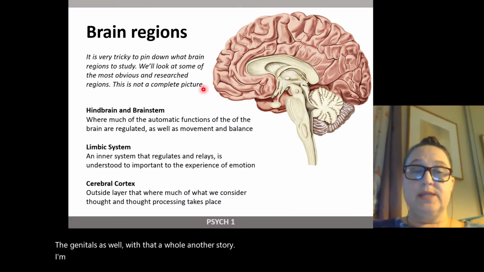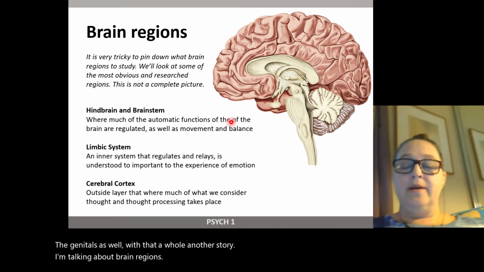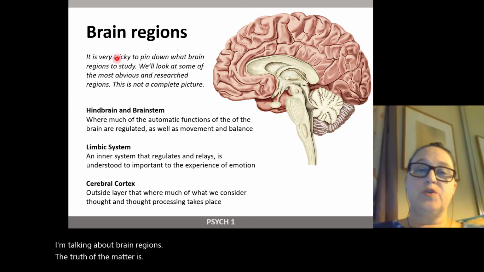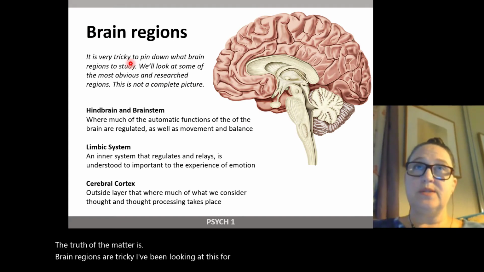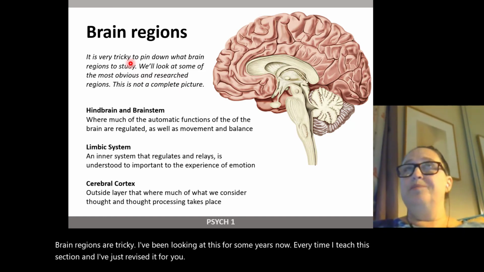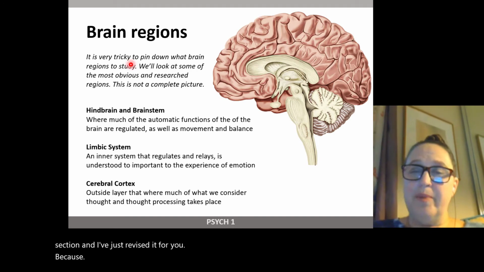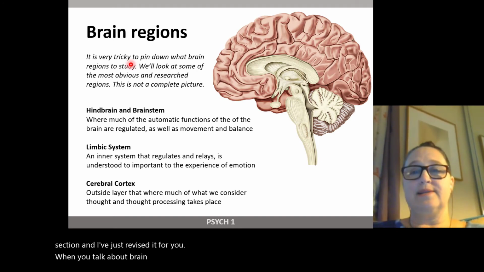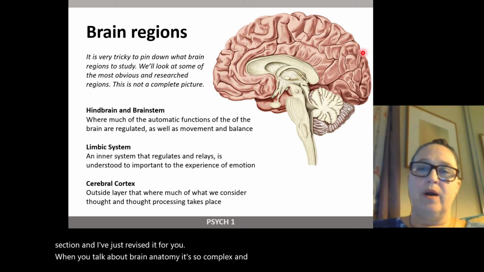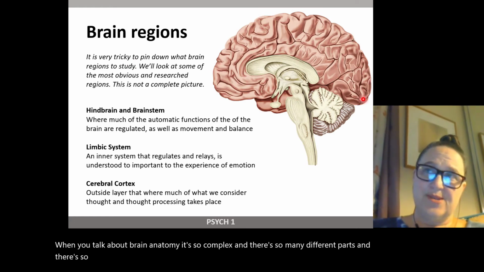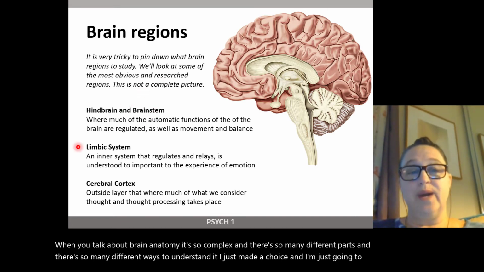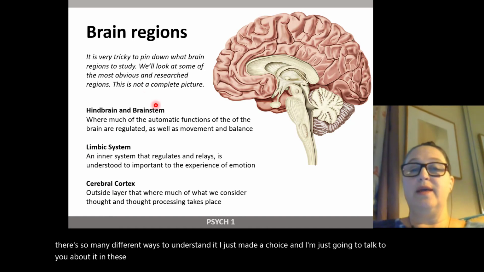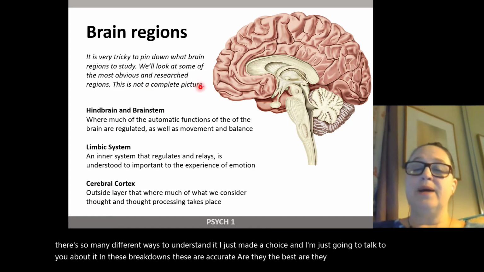Talking about brain regions, the truth of the matter is brain regions are tricky. I've been looking at this for some years now, every time I teach this section, and I've just revised it for you, because when you talk about brain anatomy, it's so complex. There are so many different parts, and so many different ways to understand it. I just made a choice, and I'm going to talk to you about it in these breakdowns. These are accurate. Are they the best? Are they complete? That's not my intention.